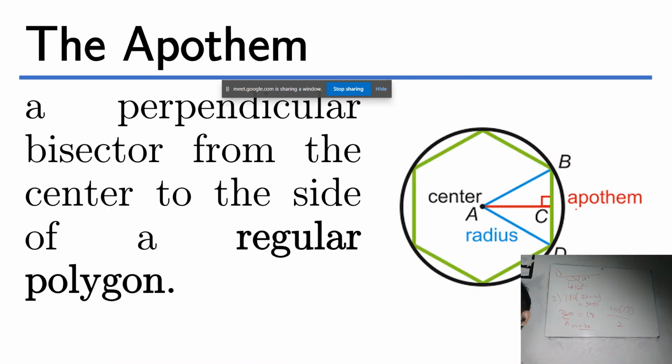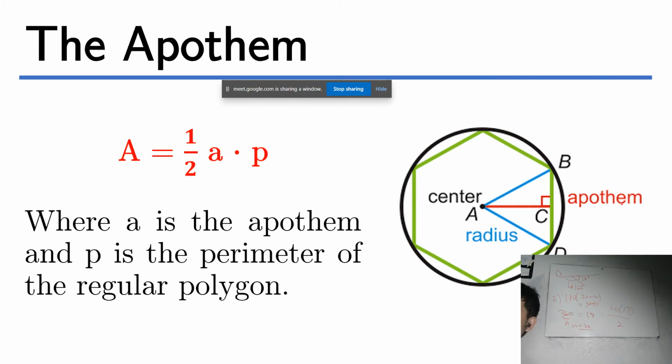Pero, this is one concept na very useful and powerful. The apothem is a perpendicular bisector from the center to the side of a regular polygon. Example, yung regular polygon lang to, take note. Example, in-inscribe natin sa loob ng circle yung regular polygon natin, then we can find the following parts. We have the radius here. Then, given a side measure, we can get the measure of the apothem. Bakit siya powerful?